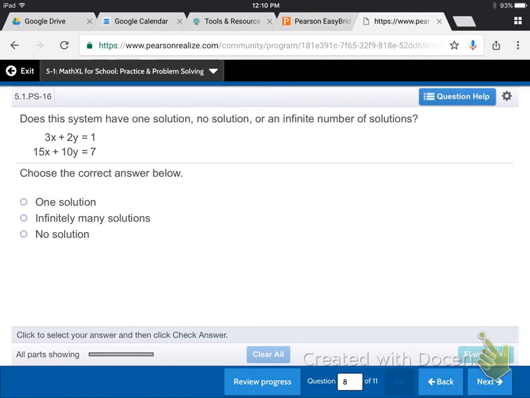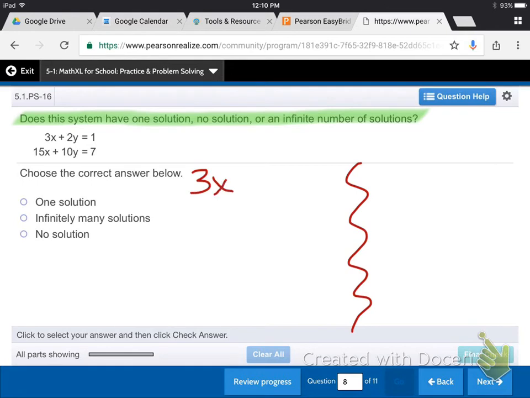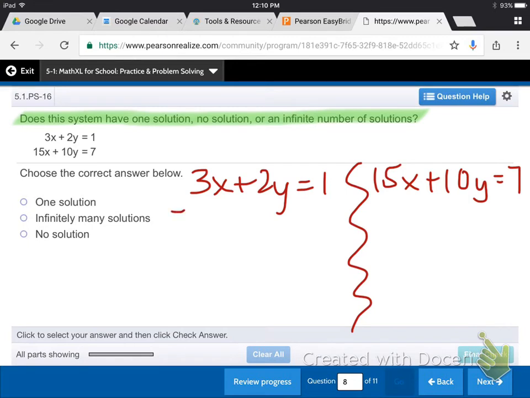Well, would you say you're kind of getting this? Let's try. Does this system have one solution, no solution, or infinitely many solutions? Okay, so again, we have to solve each equation for y. So let's make 2 spaces. On one side, we're going to take 3x plus 2y equals 1. Other side, 15x plus 10y equals 7. Now solve for y.